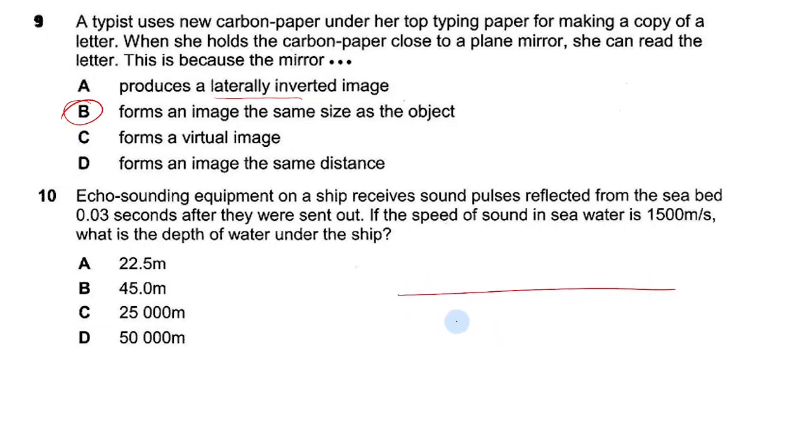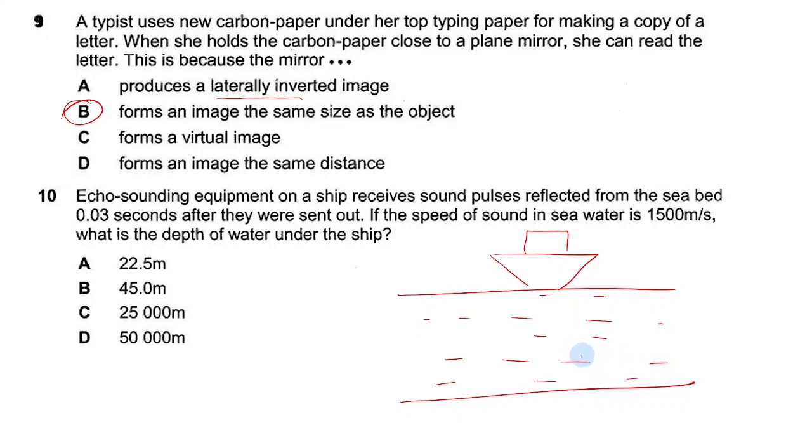So this is the surface of the water. Maybe on the surface of the water there's a ship or any boat here. So now this is the bed or the floor of the river. So this is water in the river. Okay, so now they're saying echo sounding equipment on a ship receives sound pulses reflected from the seabed. So this is the seabed. There's a machine here, which is like a sonar. It can send sound here. It comes here. Then when it hits the bed, it is reflected back.